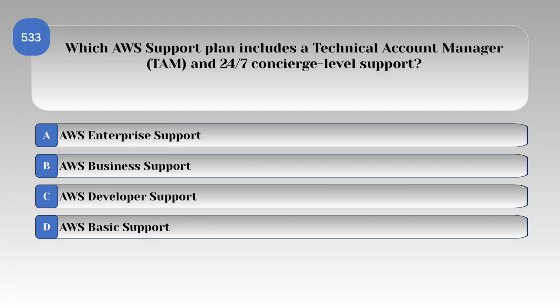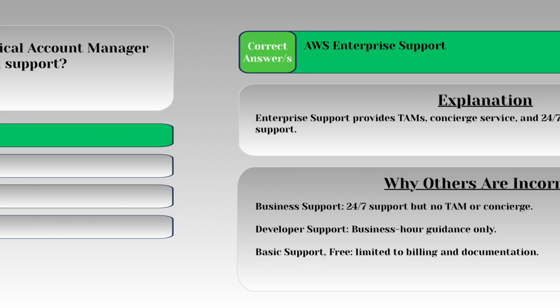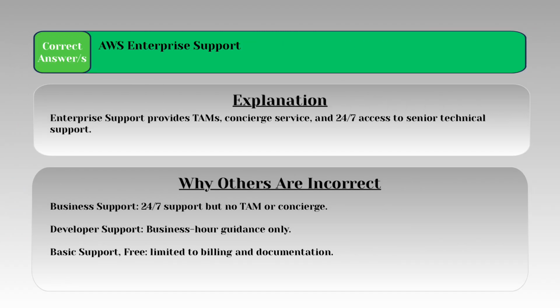Which AWS support plan includes a technical account manager, TAM, and 24/7 concierge level support? Correct answer, AWS Enterprise Support. Explanation. Enterprise Support provides TAMs, concierge service, and 24/7 access to senior technical support.